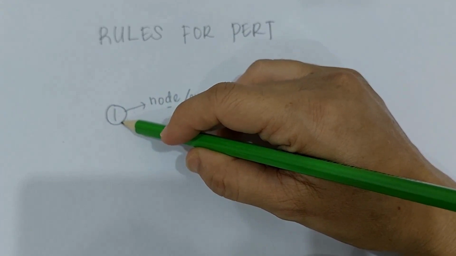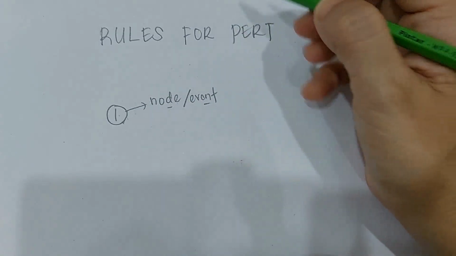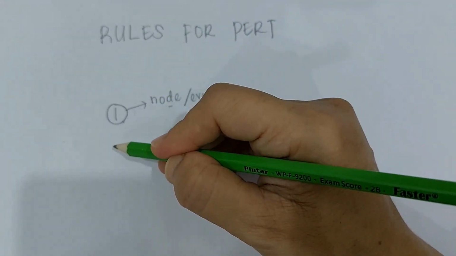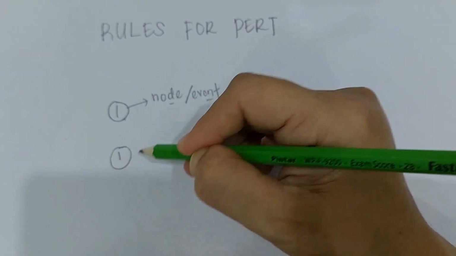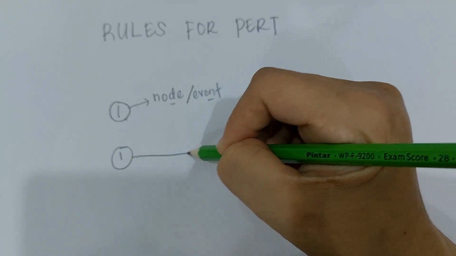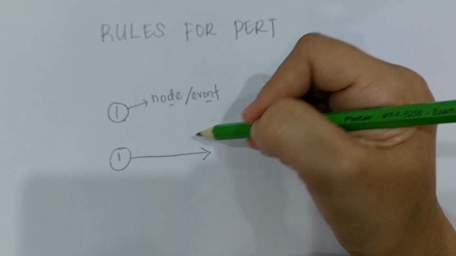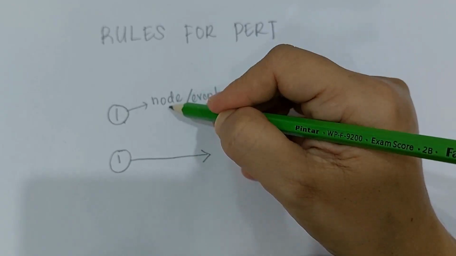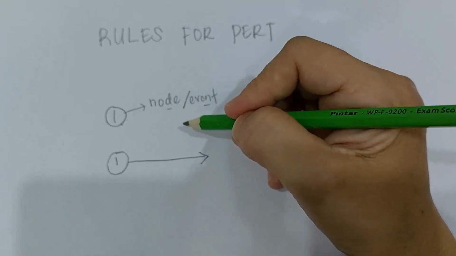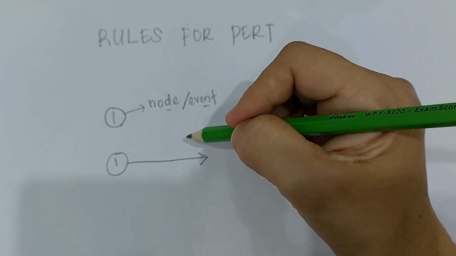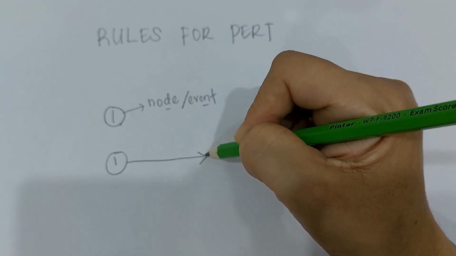After understanding this sequence, the next thing is how to draw the activity or the task. The activity will be drawn on an arrow. First, you draw a sequence number. Then you draw an arrow. The arrow must be a straight line. It doesn't matter whether you draw it straight over here, straight up or down, but it must be a straight line. So the activity will be drawn on the arrow.